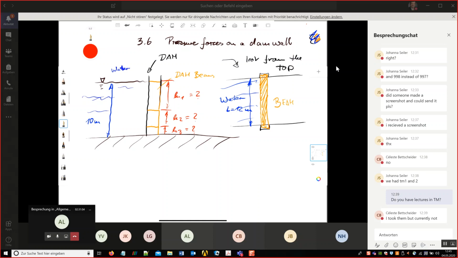So force on beam 1 should be force on beam 2 should be force on beam 3. So the total force is 3 times all the single forces. Okay.